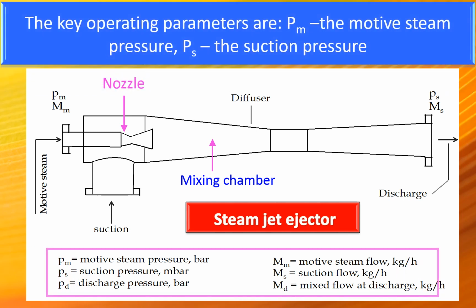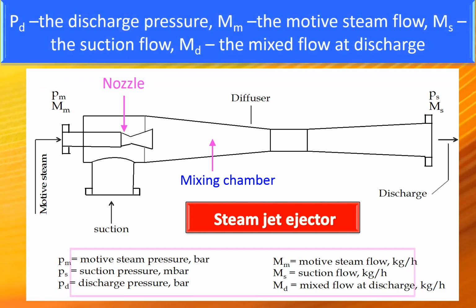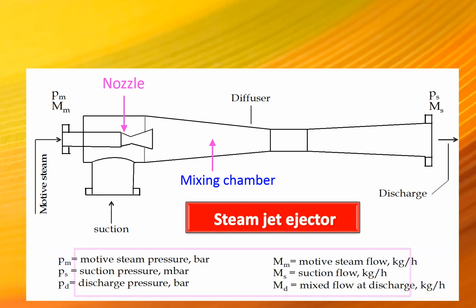The key operating parameters are Pm, the motive steam pressure; Ps, the suction pressure; Pd, the discharge pressure or the back pressure to the ejector; mm, the motive steam flow; ms, the suction flow; and md, the mixed flow at discharge.